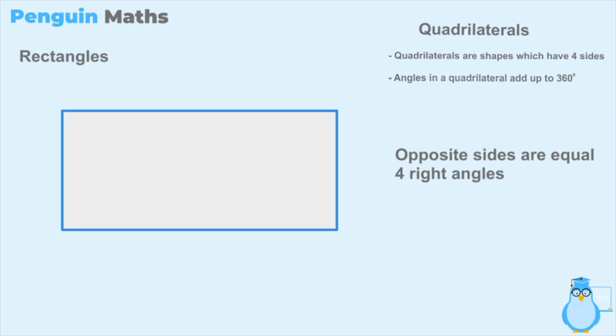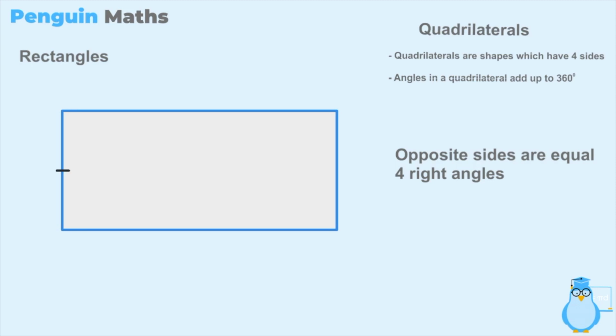Okay, so the next type of quadrilateral we're looking at are rectangles. Now rectangles are quite similar to squares in the fact that they also have 4 right angles, as we can see here. But what makes them different is that rectangles don't have all 4 equal sides, but in fact only the opposite sides are equal in a rectangle.